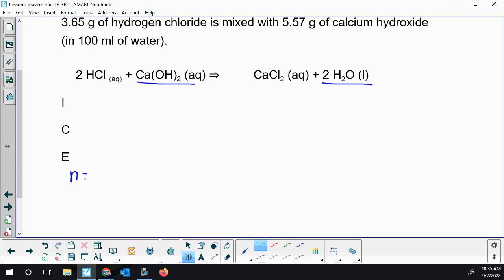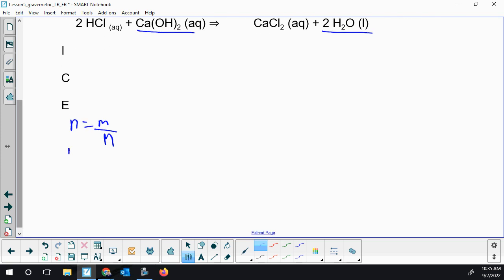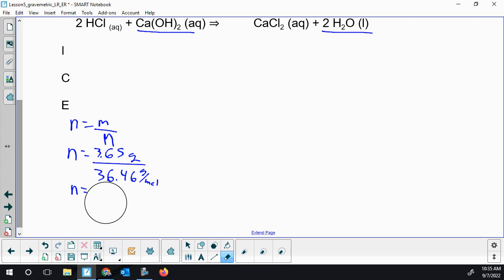So moles is going to be mass divided by molar mass. So 3.65 grams of hydrochloric acid, divided by the mass of H and Cl. It's mostly the Cl. 36.46 grams per mole. And this works out to be a tenth, 0.100 moles.